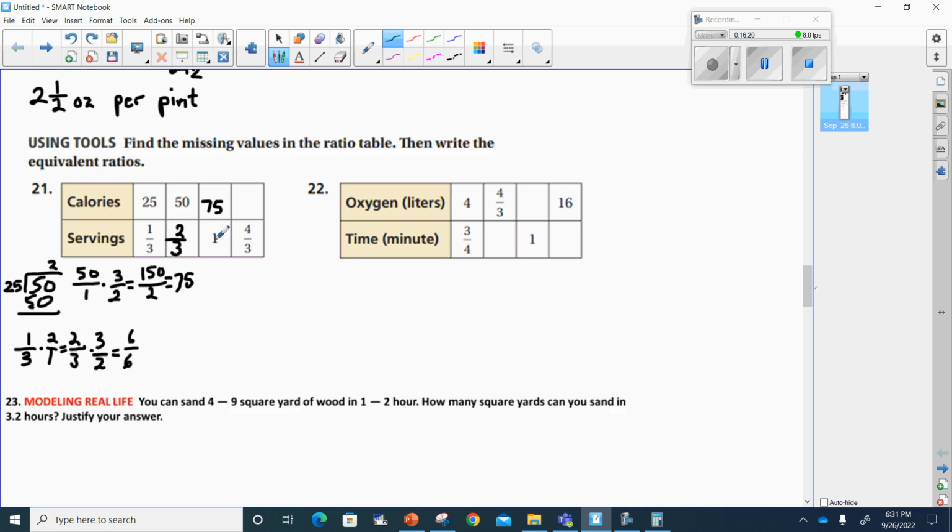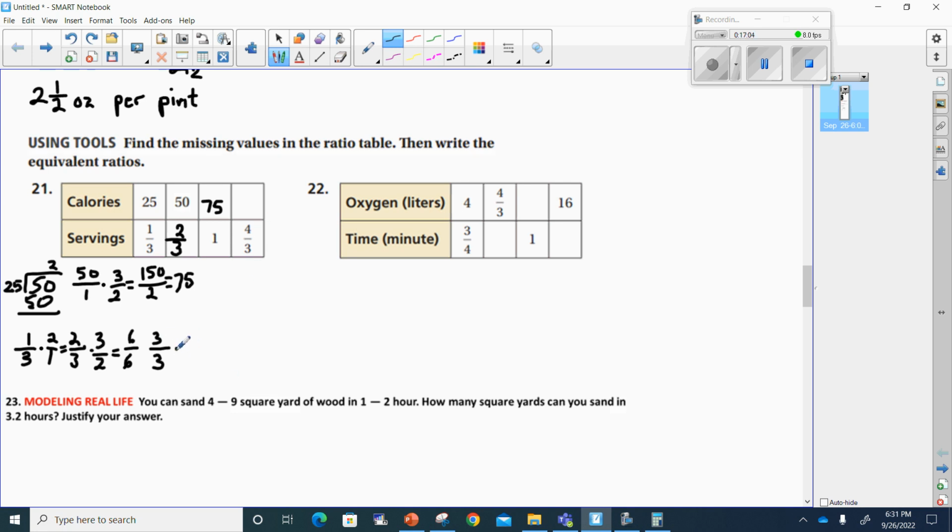Next, I have to see what I multiplied 1 by to get to 4 over 3. The only thing I could have multiplied to 1 to get to 4 over 3, let's think about this for a second. This would be in the form of 3 over 3. I want to get to 4 over 3. What can I multiply 3 by to get to 4? To get to 4, I'm going to need to make this equal 4/3.